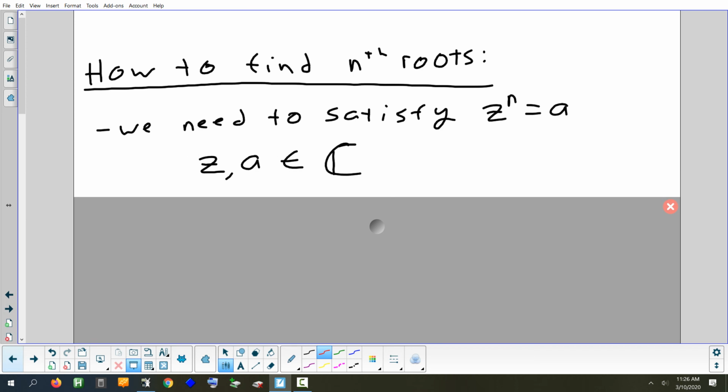Now, remember, a and z can be complex numbers. That's what that means. So it doesn't have to just be the square root of 16. It could be the square root of 2 plus 10i. It could be imaginary or complex.